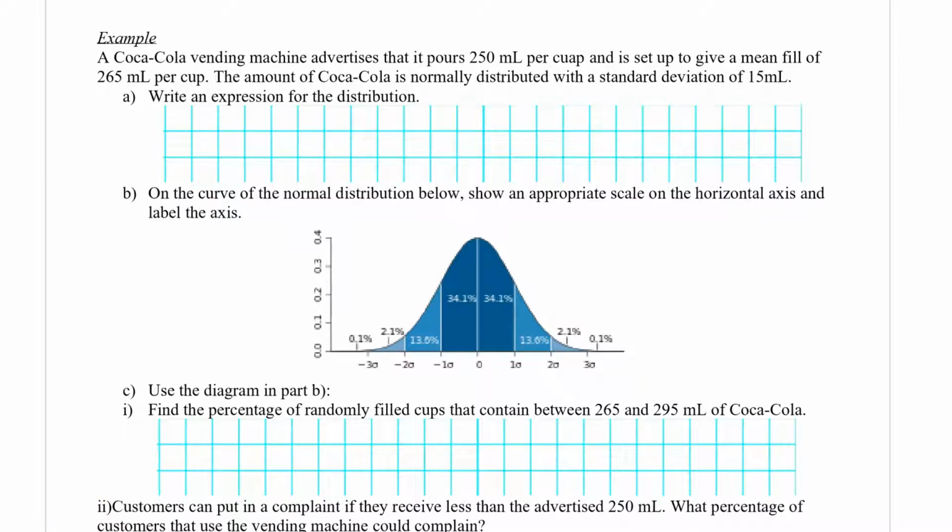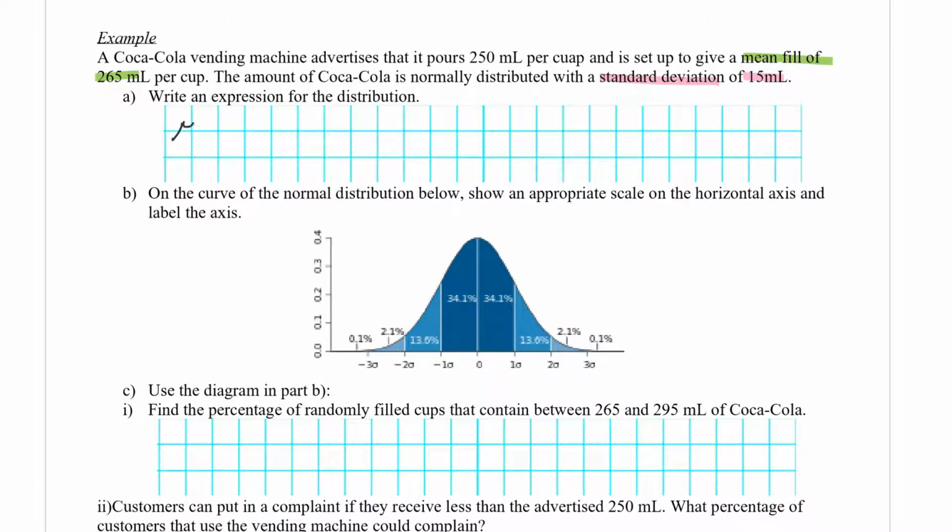Alright, a Coca-Cola vending machine advertises that it pours 250 milliliters per pour and is set to give a mean fill of 260 milliliters per cup. The amount of Coca-Cola is normally distributed with a standard deviation of 15 milliliters. Write an expression for the distribution. So the two key pieces of information here is the mean fill of 265, and we also have the standard deviation of 15 milliliters.